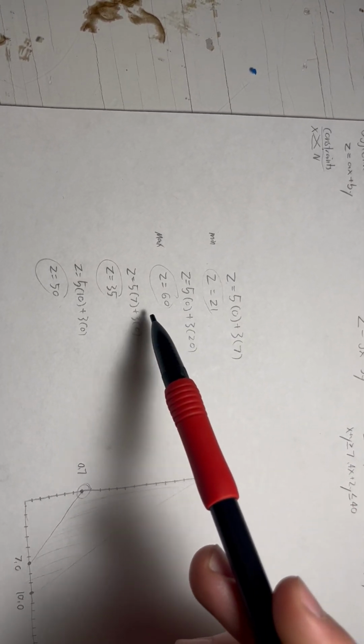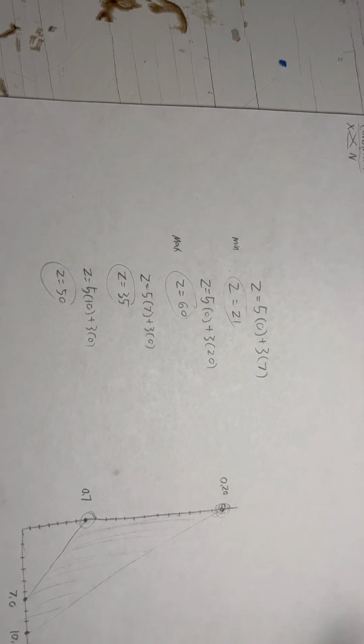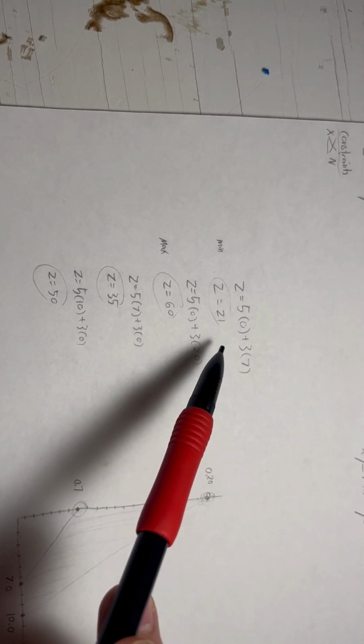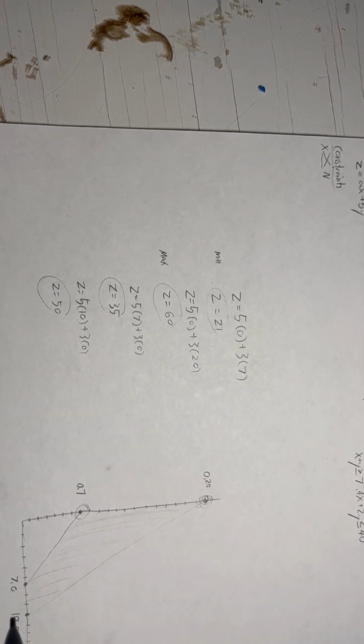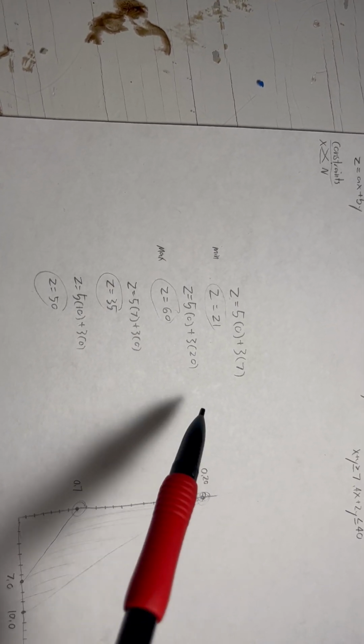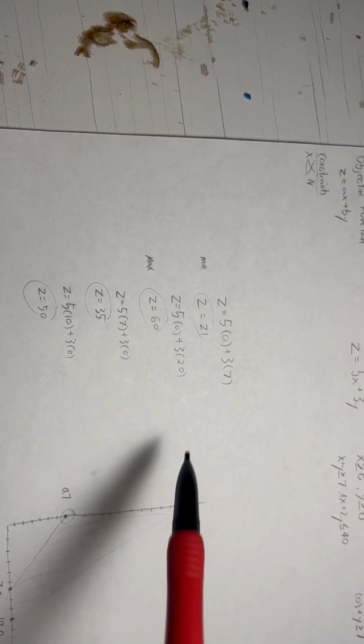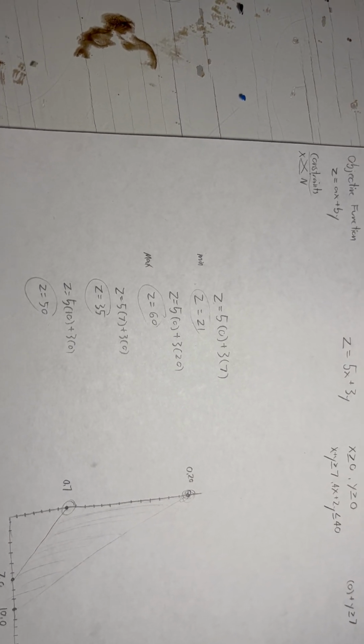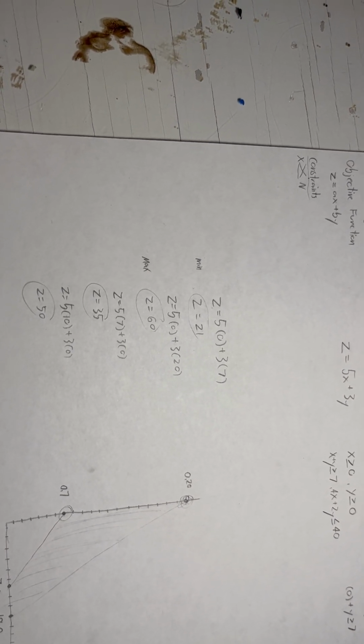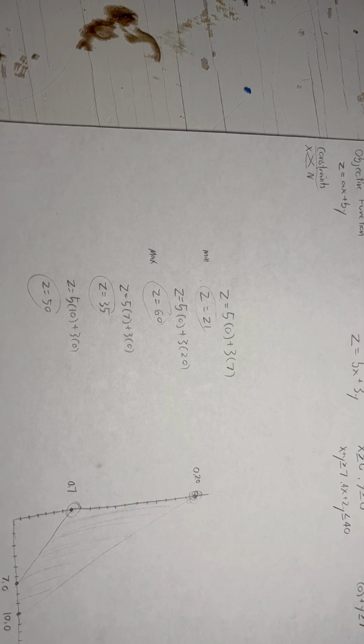Since these are the only points that really matter, we can see the absolute lowest and the absolute highest it can be within these boundaries. So we have the minimum value, sorry, is z equals 21, and the absolute maximum it can be within these constraints is 60.